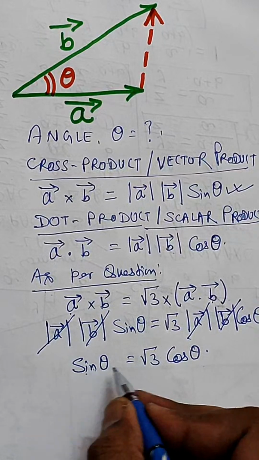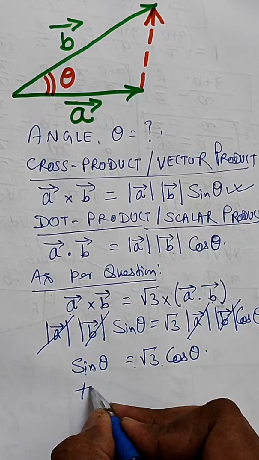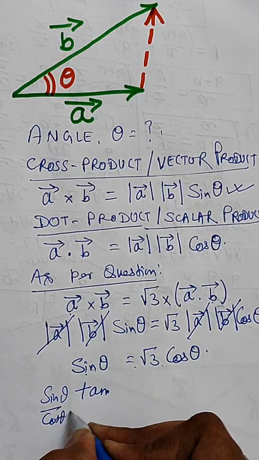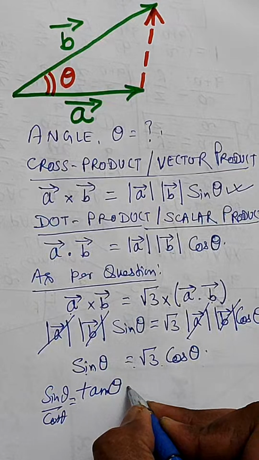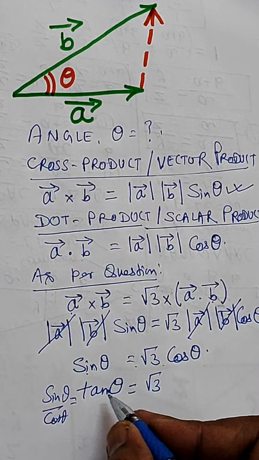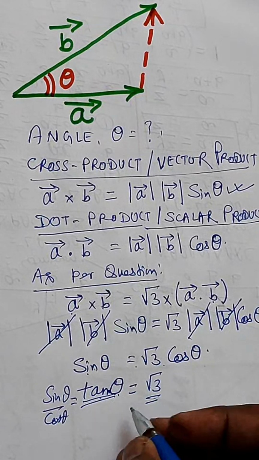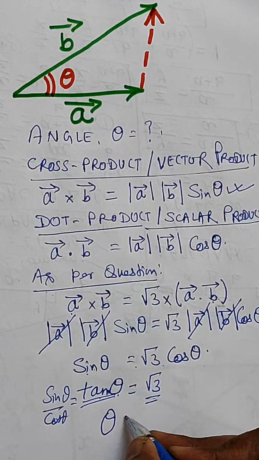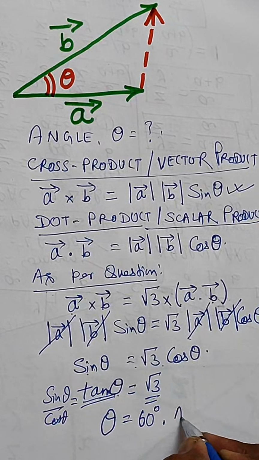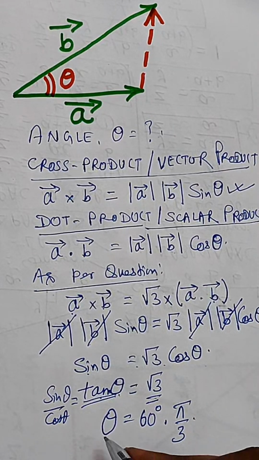Now, since sine theta equals root 3 times cos theta, we can bring cos theta from the RHS, and it will become sine theta by cos theta, which is equal to tan theta. And the value of this is root 3. In trigonometry, we have studied that when tan theta equals root 3, the value of theta is equal to 60 degree, or we can say pi by 3 radian. So this is the value which is calculated.